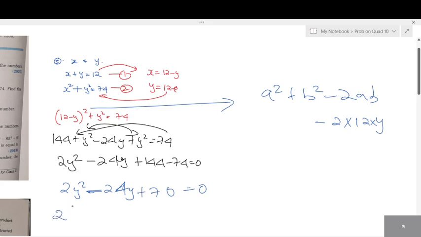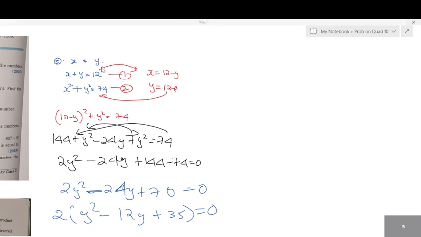Again 2 is common here. Take 2 out. y square minus 12y plus 35 is equal to 0. Then 2 will get divided, it becomes 0. The only equation is y square minus 12y plus 35 is equal to 0. So before y square there shouldn't be any number. Try to factorize and reduce it.